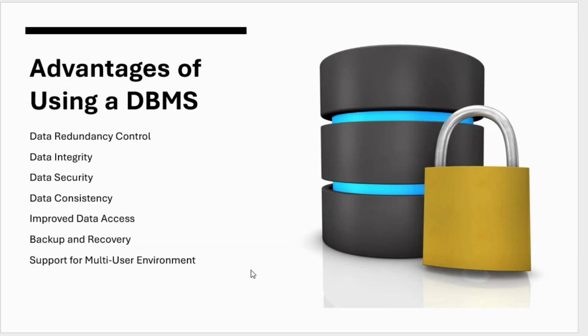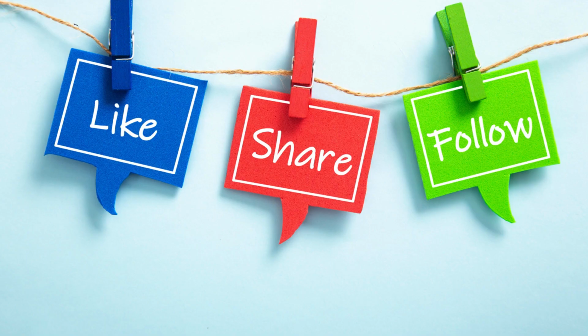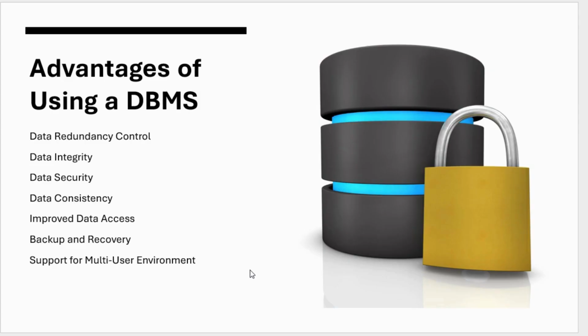What are the advantages of using a DBMS? Redundancy control. What is the meaning of data redundancy? The duplication of the data. Same data stored in multiple locations. When the DBMS had not come into the picture, at that time, the major issue was data redundancy. By using DBMS, we can control data redundancy and data integrity.